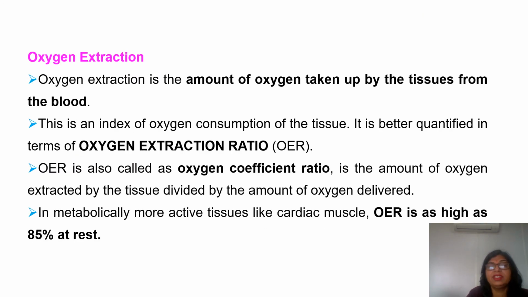Oxygen extraction is the amount of oxygen taken up by the tissues from the blood. So this is an index of oxygen consumption of the tissues. It is better quantified in terms of oxygen extraction ratio. Oxygen extraction ratio is also known as oxygen coefficient ratio. It is the amount of oxygen extracted by the tissue divided by the amount of oxygen delivered.